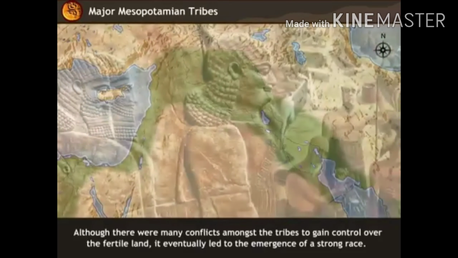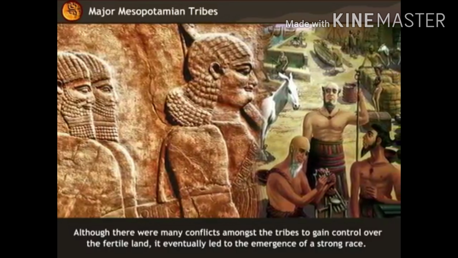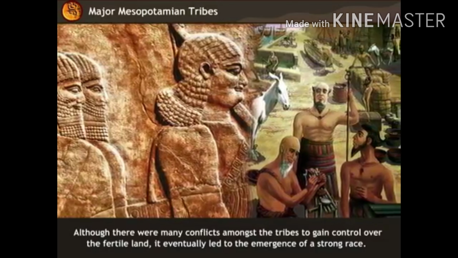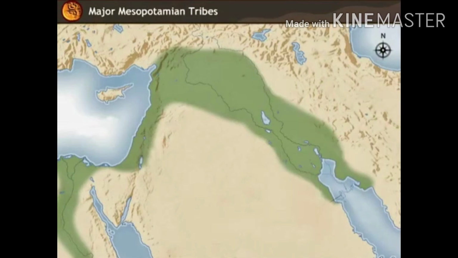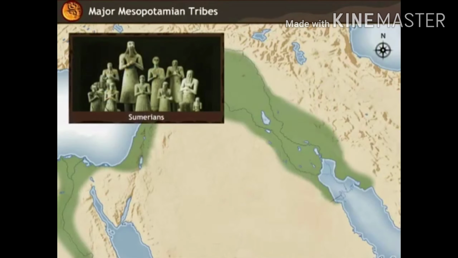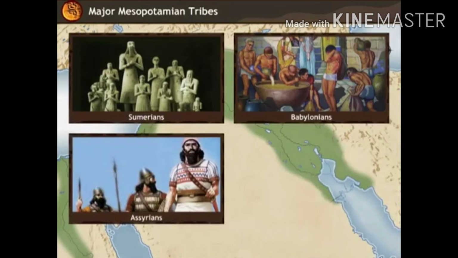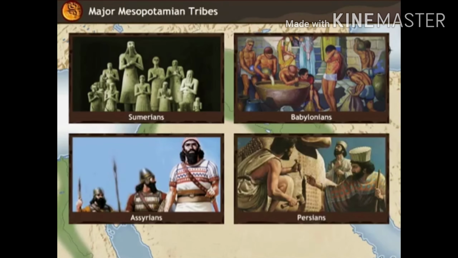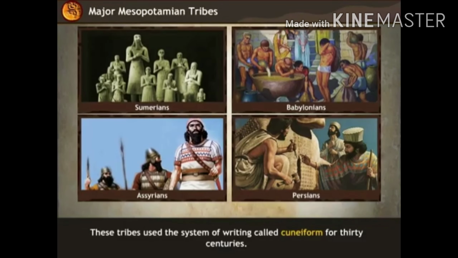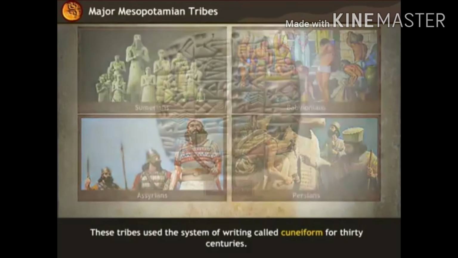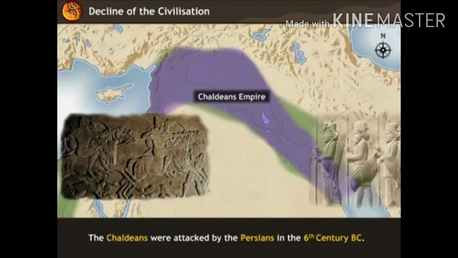Although there were many conflicts among the tribes to gain control over the fertile land, it eventually led to the emergence of a strong race. The major Mesopotamian tribes were the Sumerians, Babylonians, Aryans, and the Persians. These tribes used the system of writing called cuneiform for 30 centuries. The decline of the civilization.